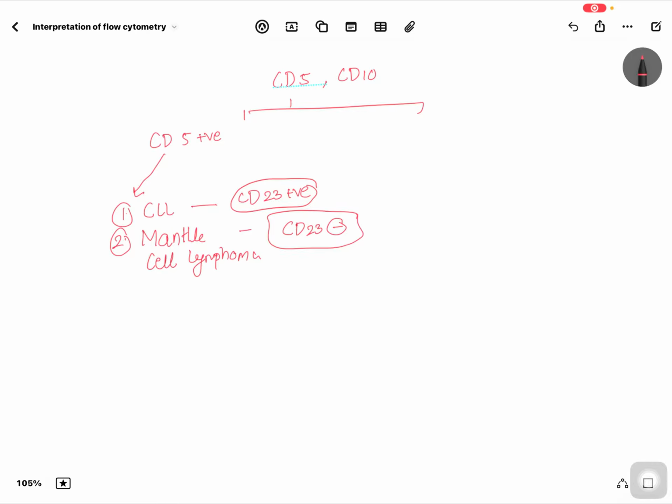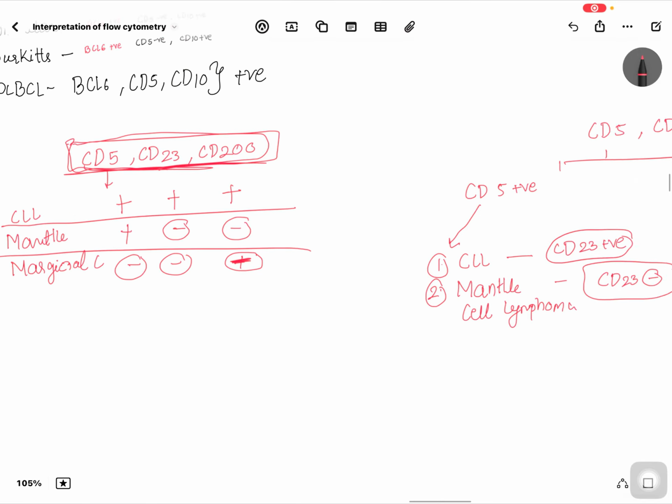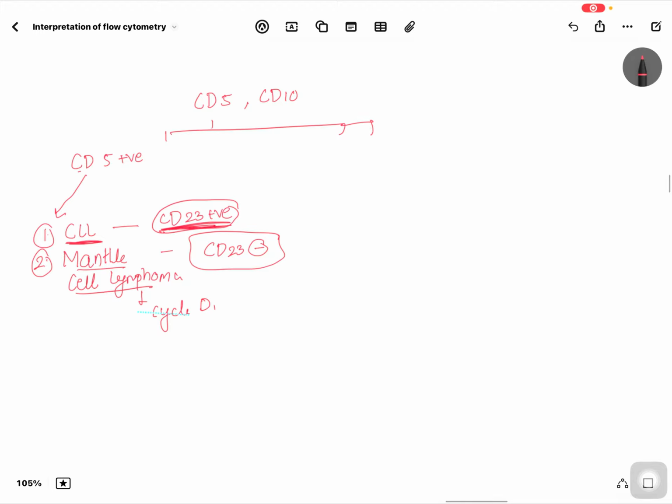If you don't have the set of CD5, CD23 and CD200, then we go for CD10 and CD5. We check for these markers. If CD5 is positive, then you will have to check whether the CD23 marker is present or absent. If it is present, it becomes chronic lymphocytic leukemia. If it is absent, it becomes mantle cell. But in mantle cell, one more important marker can be present, that is cyclin D1. Okay, that is it.